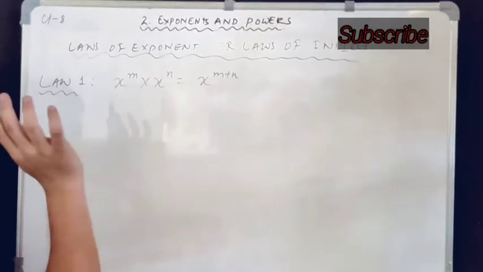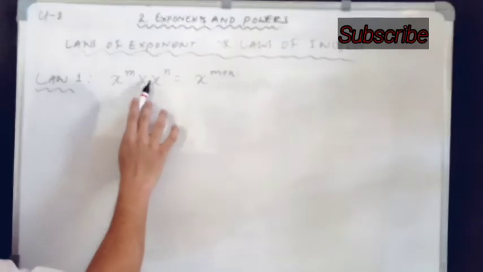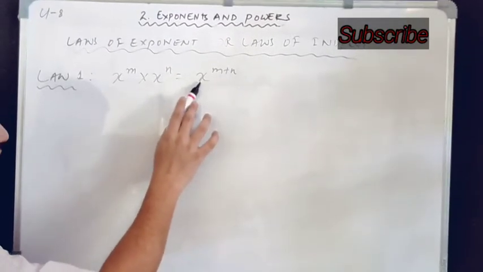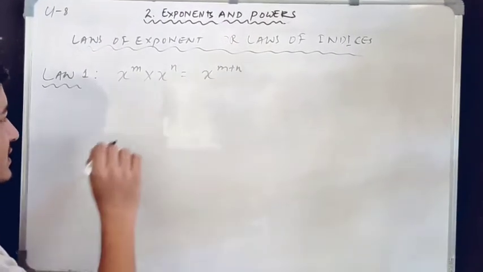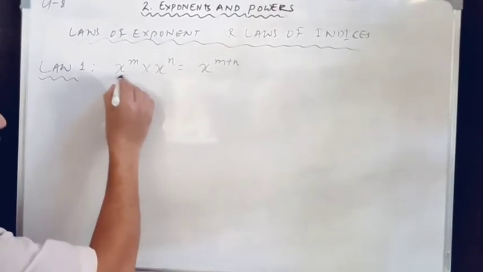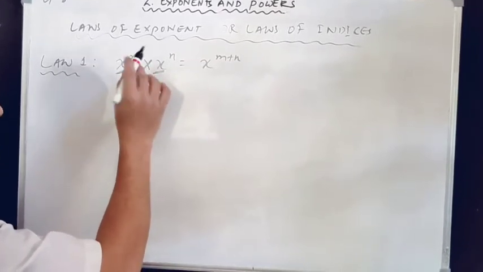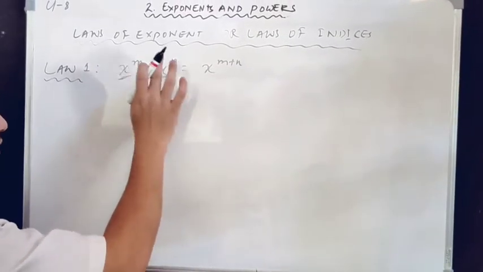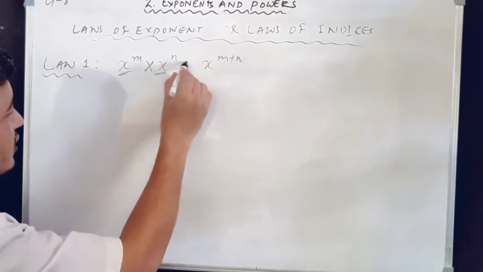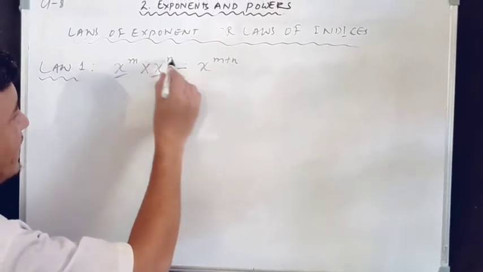Okay, let us see the first law, that is law 1. So what does the law state? The first law states x raised to the power m into x raised to the power n is equal to x raised to the power m plus n. According to this, if your bases are equal, you can see here two bases are equal, and they are multiplied, the powers or exponents don't matter, then simply what you can do, you can just write the base and then add the powers m and n.